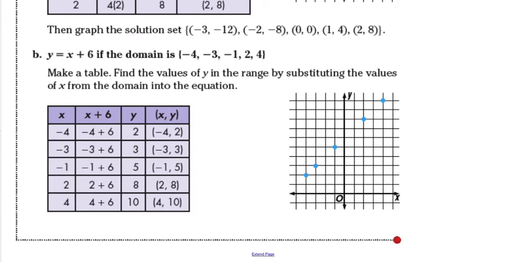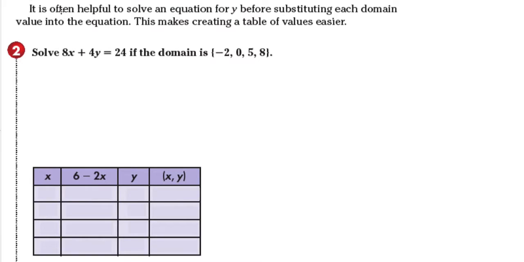Let's take a look at example number 3. It is often helpful to solve an equation for y before substituting each domain value into the equation. This makes creating a table of values easier. Okay, so what does that mean? If we want to solve 8x plus 4y equals 24, if the domain is -2, 0, 5, and 8, first and foremost, we need to solve for y in terms of x. So when you say y in terms of x, that means you need to isolate y to one side of the equation. So let's do that.